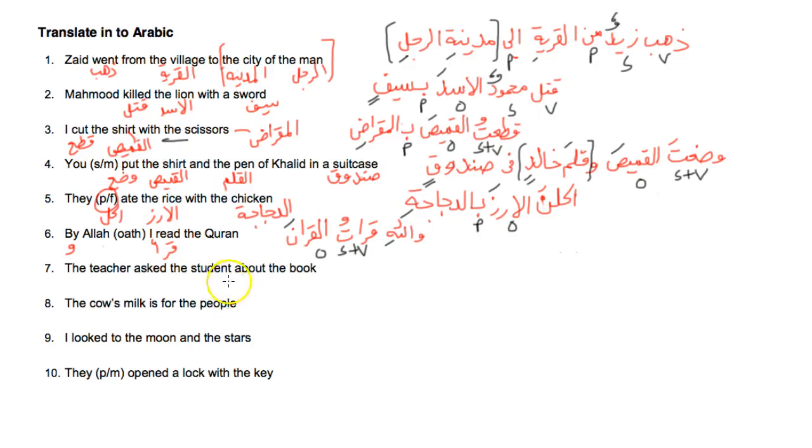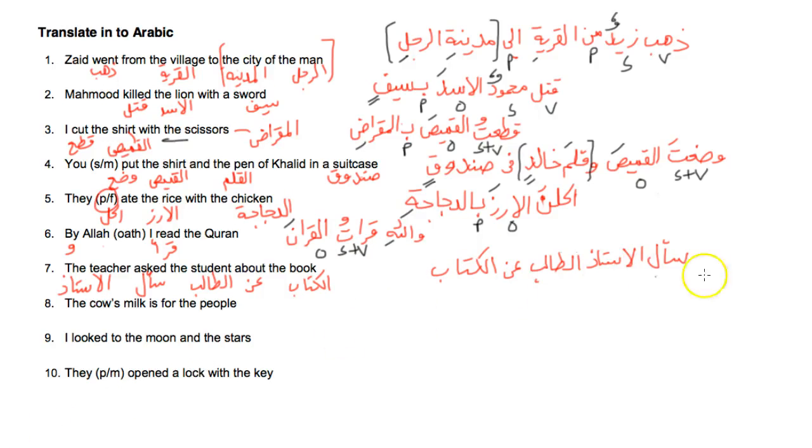The teacher asked the student about the book. So the teacher is al-ustadh if it's masculine, and ustadha if it's feminine. Asked is sa'ala. The student, at-talib, about is an, and the book is al-kitab. Okay, so put into order. So sa'ala al-ustadh at-talib an al-kitab.